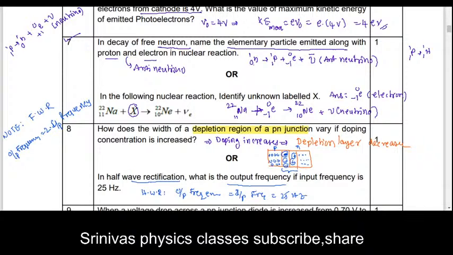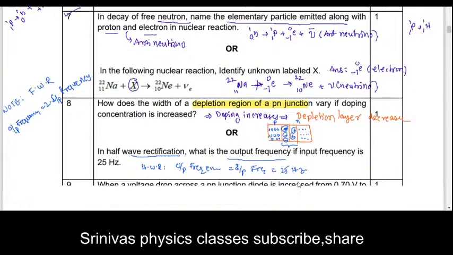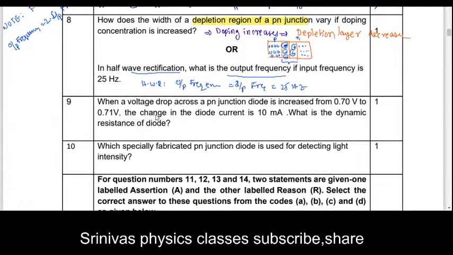Now next question. Let us go for the voltage drop across the PN junction diode, which is increased from 0.7 to 0.71. What is the increase in voltage? It is 0.71 minus 0.70, so the increase in voltage is 0.01. The change in current they give us is 10 milliamperes. Milli means 10 to the power of minus 3 ampere, so 10 into 10 to the power of minus 3 is 10 to the power of minus 2 ampere.